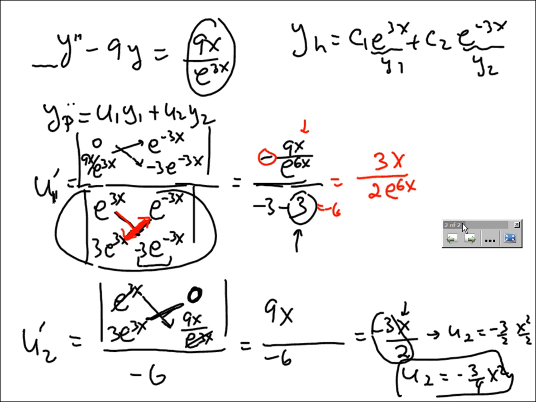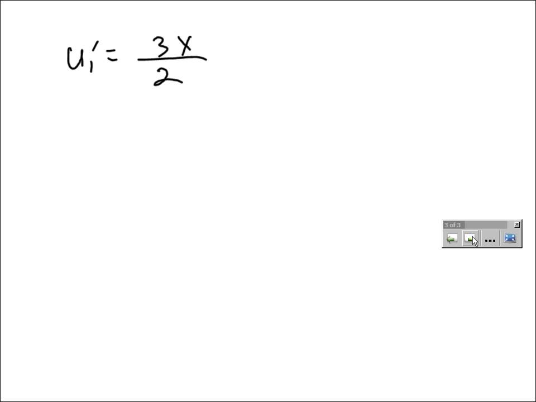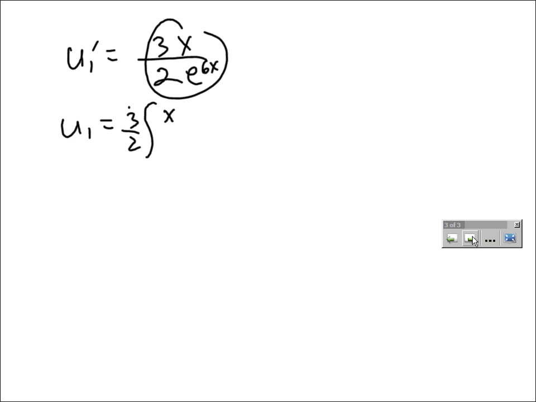So we have u sub 2. We need to find u sub 1. U sub 1 prime is 3 over 2 x over e to the 6x. So I want to integrate. So u1 is going to be the integral of this. Of course, can factor out the 3 over 2. So we have x. Now I'm going to bring this to the top. E to the negative 6x dx.